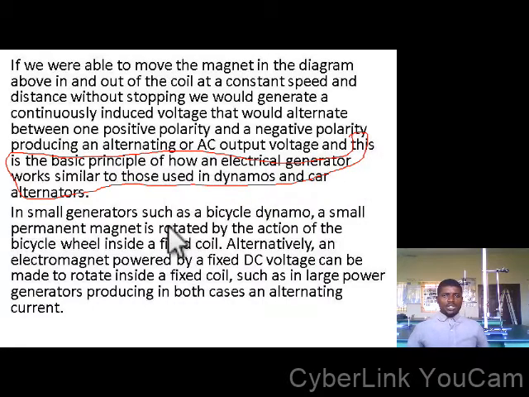In small generators such as a bicycle dynamo, a small permanent magnet is rotated by the action of the bicycle wheel inside the fixed coil. Alternatively, an electromagnet powered by a fixed DC voltage can be made to rotate inside the fixed coil, such as in a large power generator, producing in both cases an alternating current.